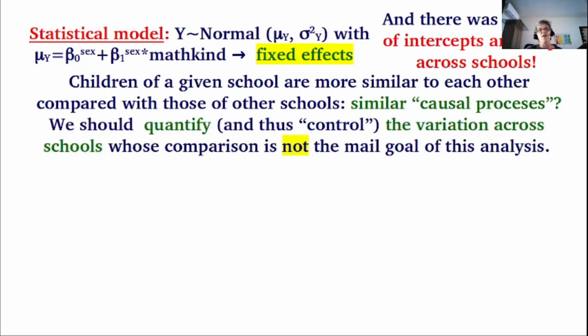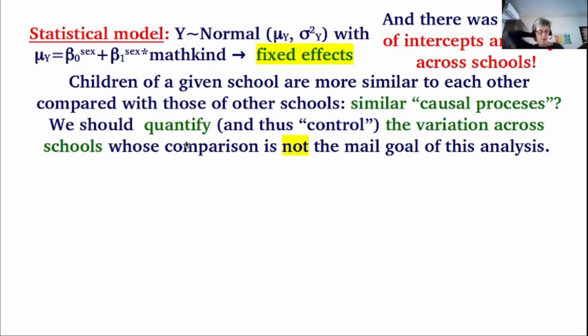So we should quantify and in a way control the variation across schools, whose comparison is not the main goal of this analysis. I recall that the main goal of this analysis is to uncover the relationship between this numerical explanatory variable mathkind and the response variable math gain, and to study the variation across sexes.